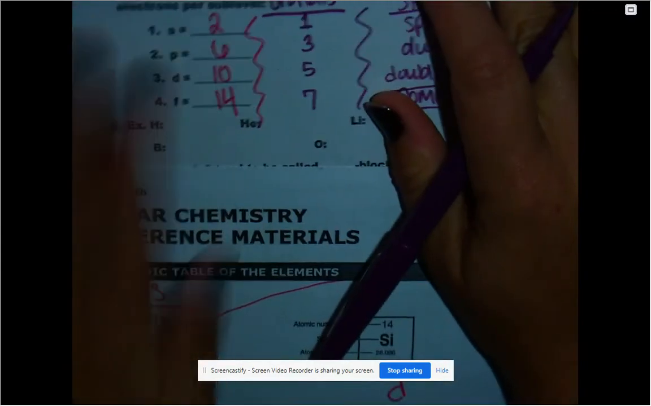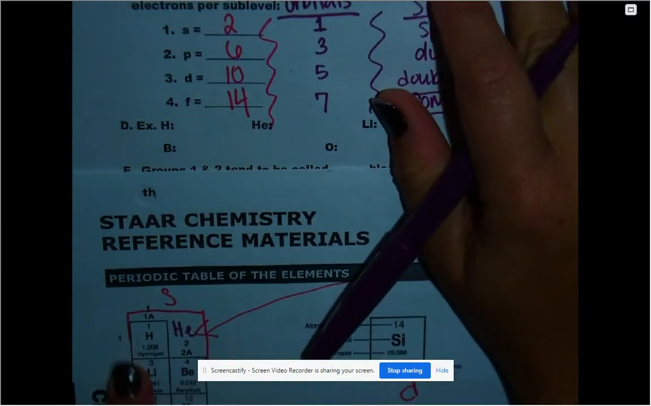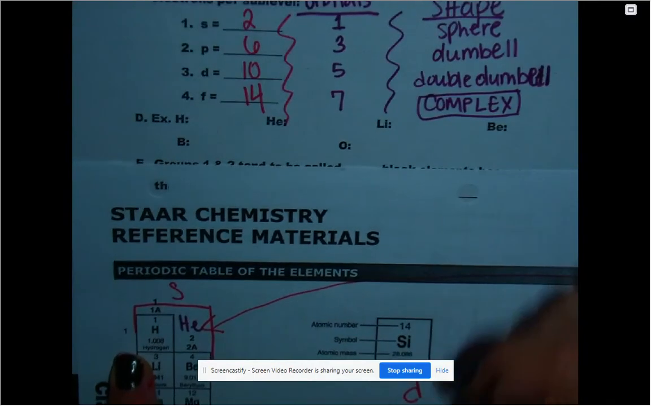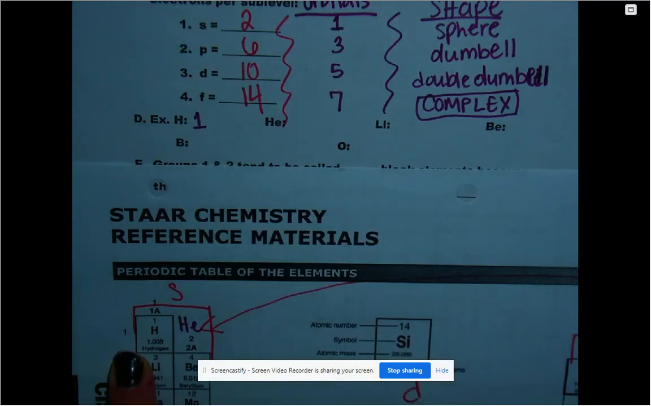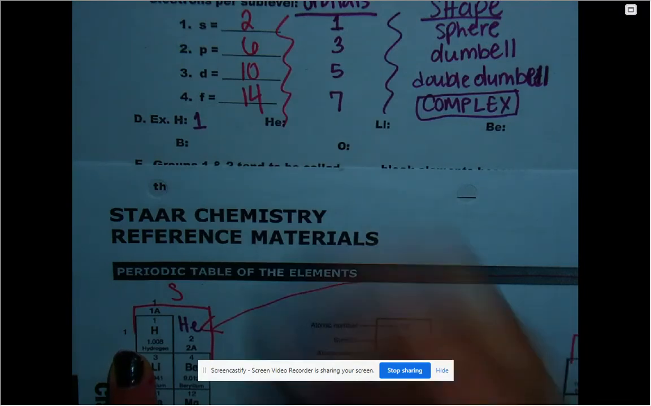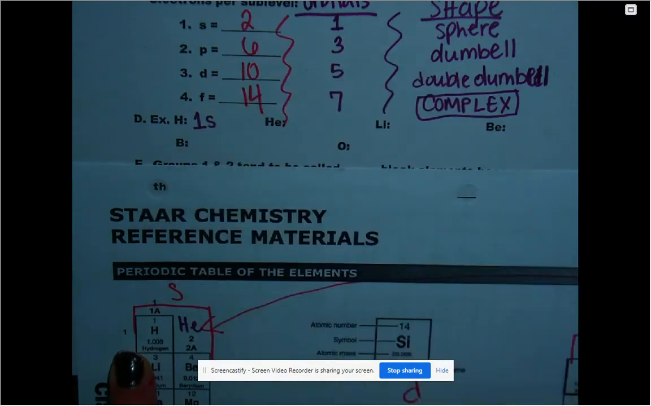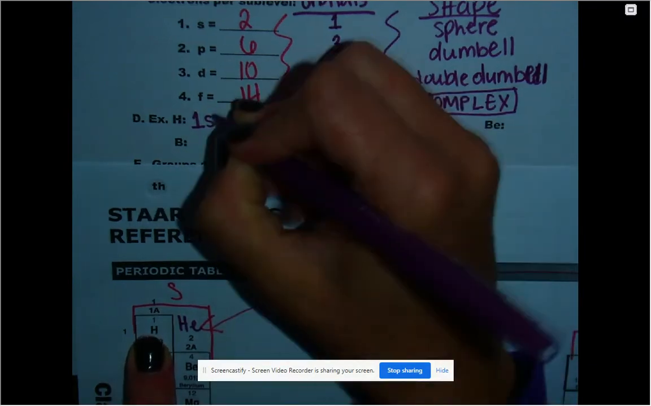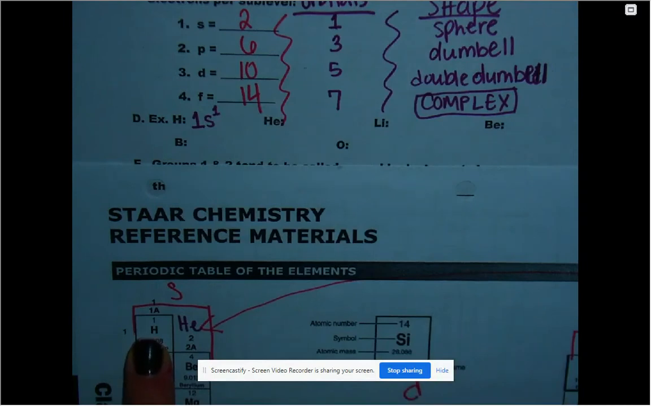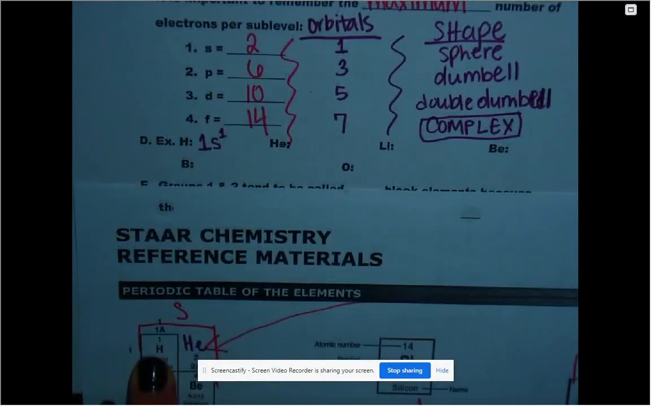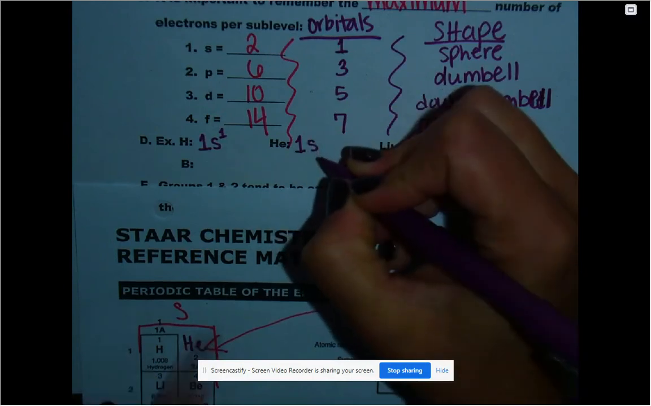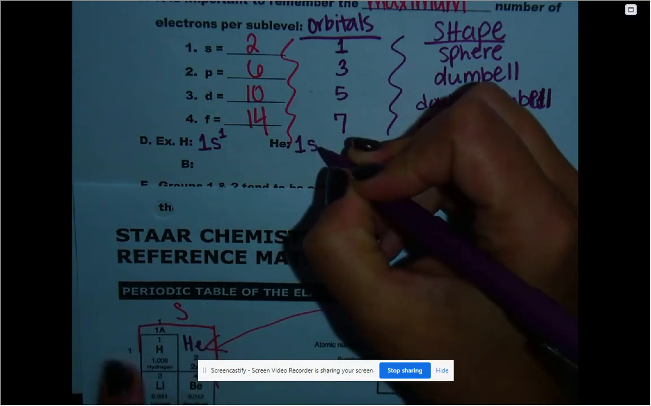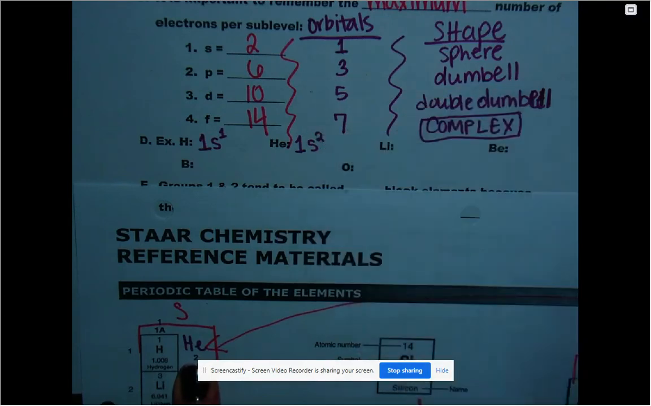All right. So knowing that, we have to define this. So what energy level is hydrogen in? 1. So we're going to put a 1. What sublevel is hydrogen in? S. Good. How many electrons does it have? 1. So that one's pretty easy. Okay. Helium. So we have first energy level, S sublevel, and it's 1, 2 over. So we're going to put a 2.